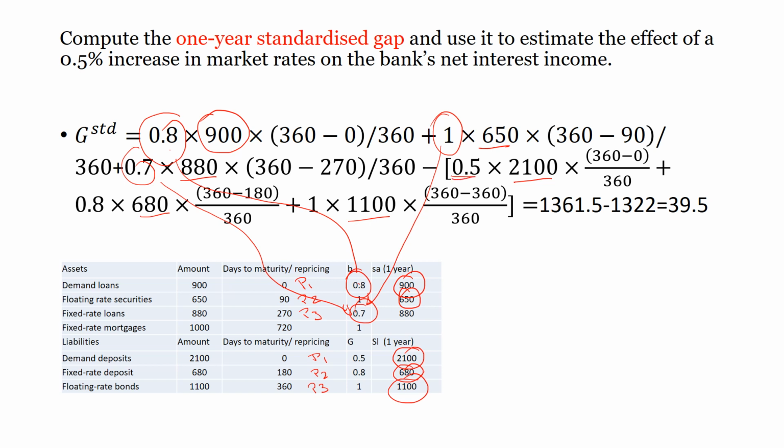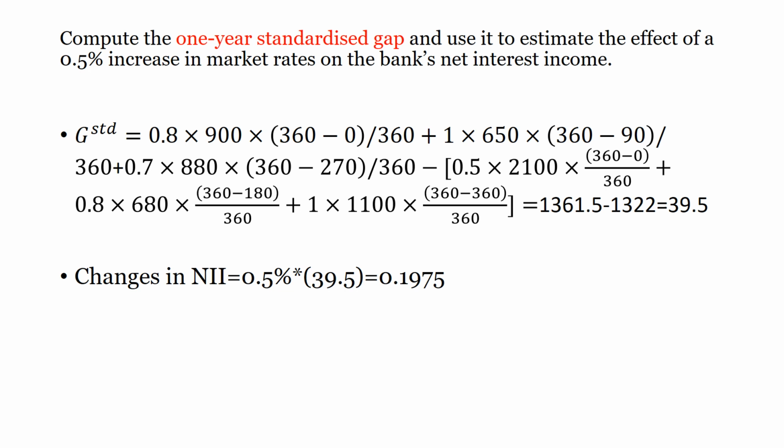For the liabilities, you have gamma 1 is 0.5, gamma 2 is 0.8, and gamma 3 is 1. Once you have plugged in all the values in the formula, all you have to do is take your calculator and calculate the standardized gap, which is 39.5 amounts of currency.